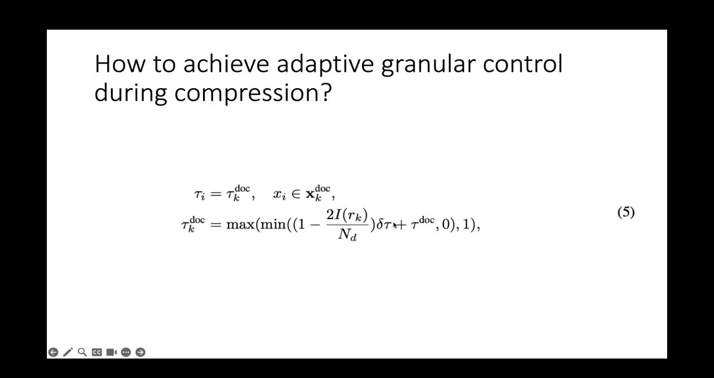And we have to bound this only between 0 and 1, and that's why max and min is being used between 0 and 1. And this pi I is the compression budget allocated for a specific token xi.